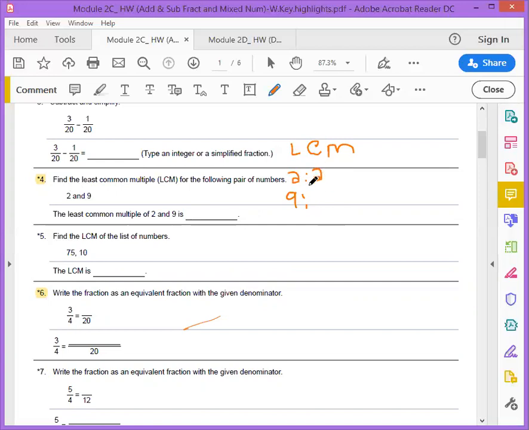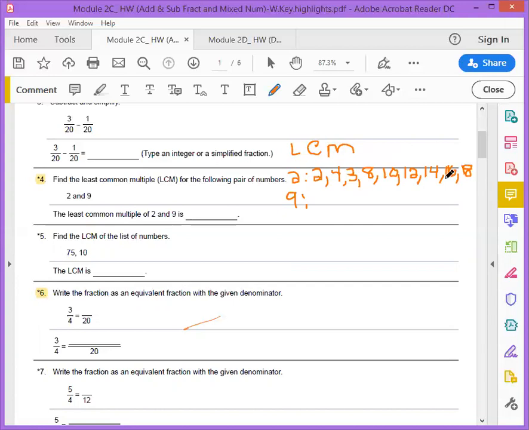2 times 1, which gives us 2. 2 times 2, which gives us 4. 2 times 3, which gives us 6. 2 times 4 gives us 8. 2 times 5 gives us 10. And then 2 times 6, which gives us 12. So we're really just counting up by 2s. 14, 16, and then 18.